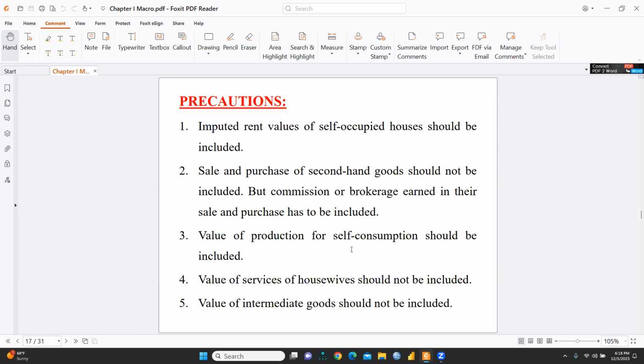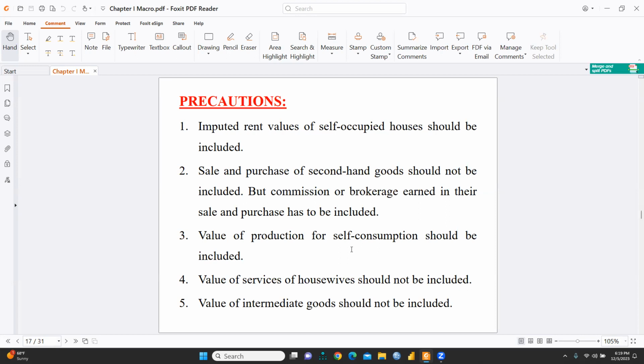Sale and purchase of second-hand goods should not be included, but commission or brokerage earned in their sale and purchase has to be included. Because when these goods were first hand, we had already included their value in our national income. So the sale and purchase of second-hand goods should not be included, but commission and brokerage should, because this person is getting commission on selling and purchasing.